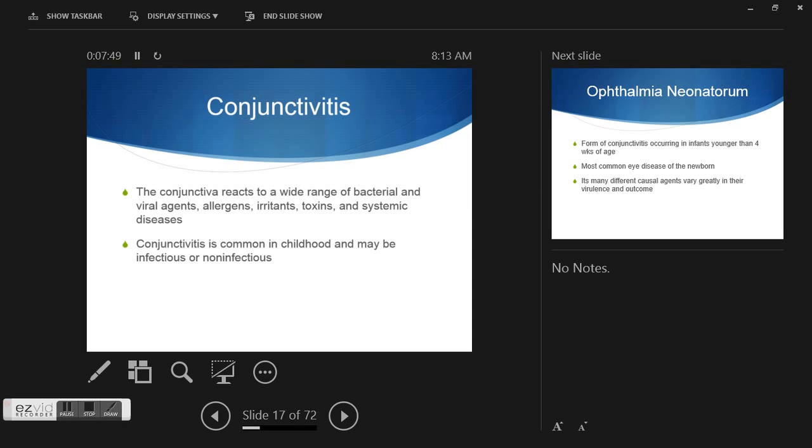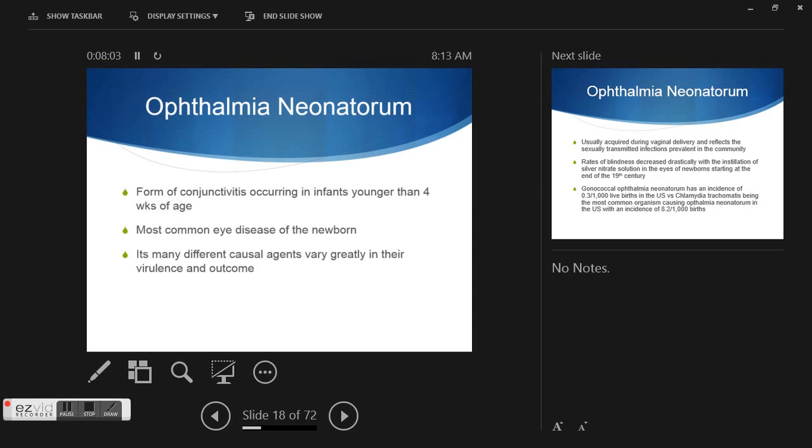Moving on to conjunctivitis. The conjunctiva react to a wide range of bacterial and viral agents, as well as allergens, irritants, toxins, and systemic diseases. And therefore, conjunctivitis is very common in childhood and can be infectious or non-infectious.